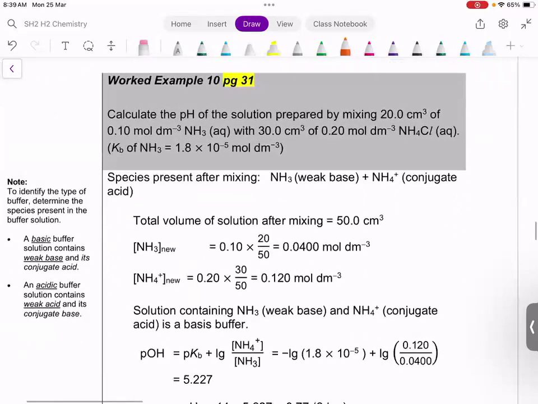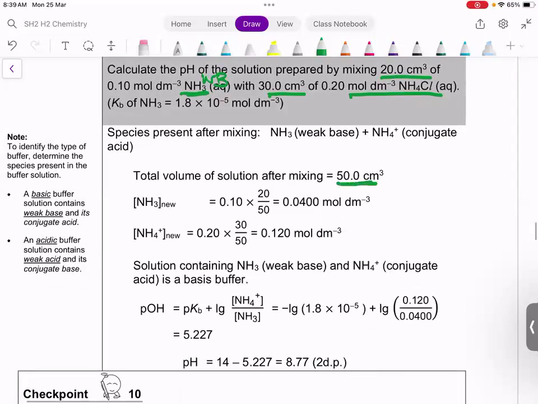If you look at work example 10, let's go through it together. For example 10, you have your weak base, ammonia, and your salt added together, the conjugate acid. And they are not equal volume. It need not always be equal volume. You see that it's a proportion of 20 to 30. So the total volume has become 50. By proportion, this will be the new concentration of your weak base and its salt or conjugate acid.